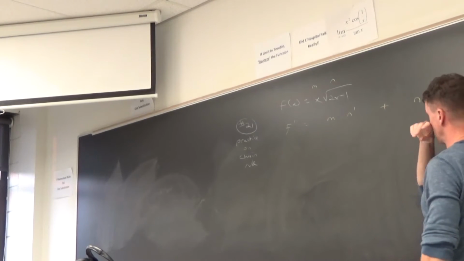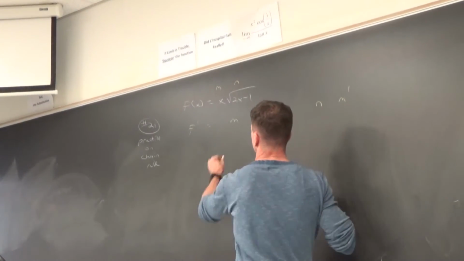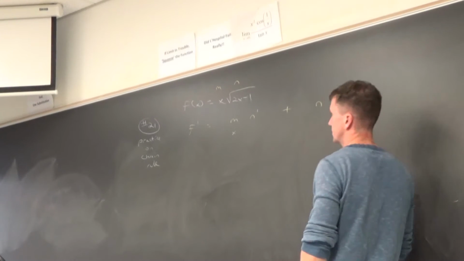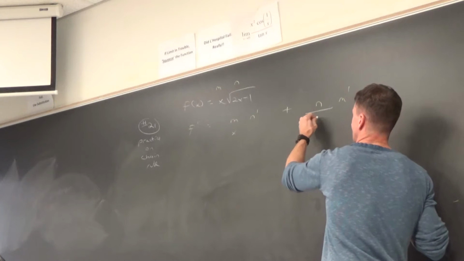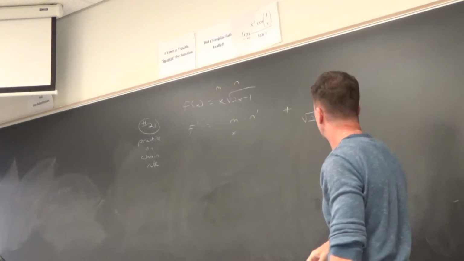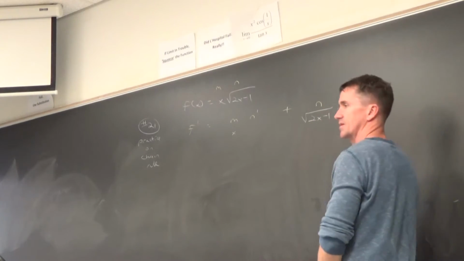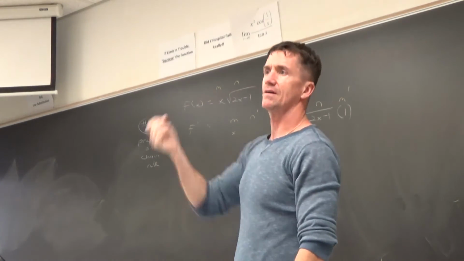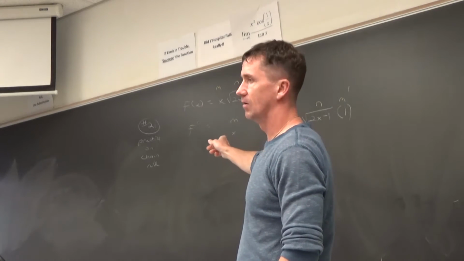I think three of these are a piece of cake. What's m? x. What's n? 2x minus 1 to the power half. What's m prime? 1. I'll even write it, just so you know there's something there, 1. Three out of four, we're like, done. And then you're like, whoa.